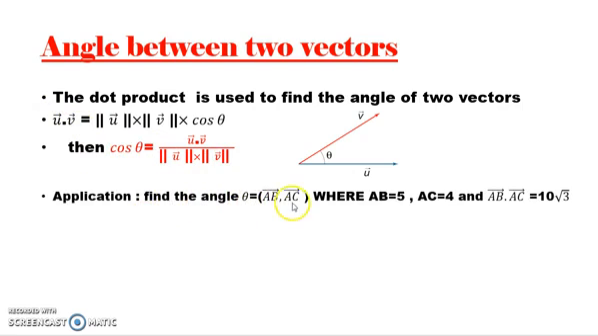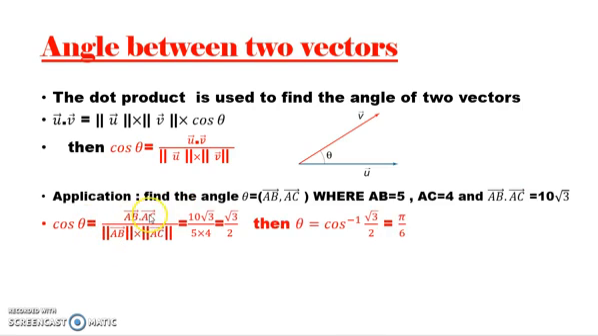Find the angle theta between the two vectors AB and AC, where AB is equal to 5, AC is equal to 4, and the dot product of these two vectors is equal to 10 radical 3. Apply the rule of the cosine. We get cosine theta is equal to the scalar product of AB and AC over the multiplication of their norms, and replace by the values. We get AB scalar AC is equal to 10 radical 3 over 5 times 4, then cosine theta is equal to radical 3 over 2. Finally, to find theta, use the calculator. Theta is equal to cosine minus 1 of the answer, then theta is equal to pi over 6.